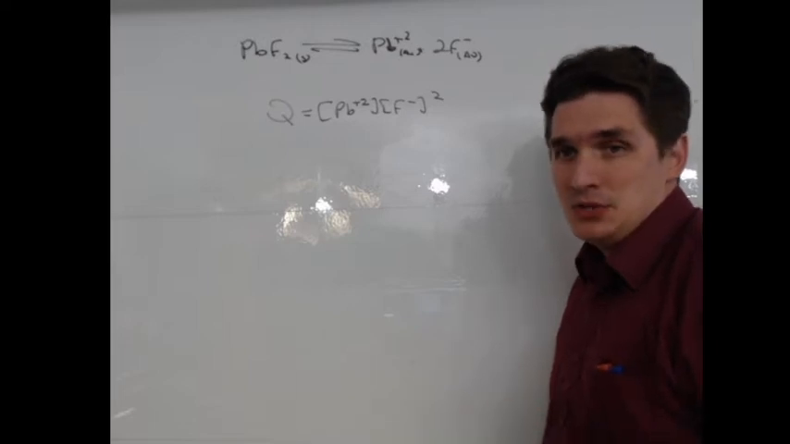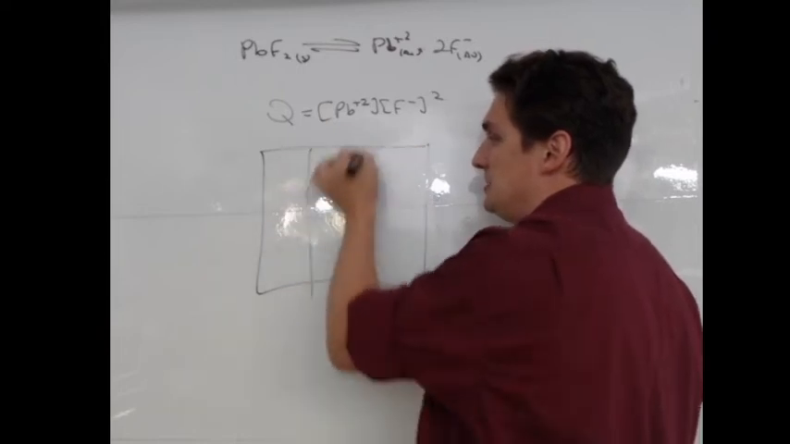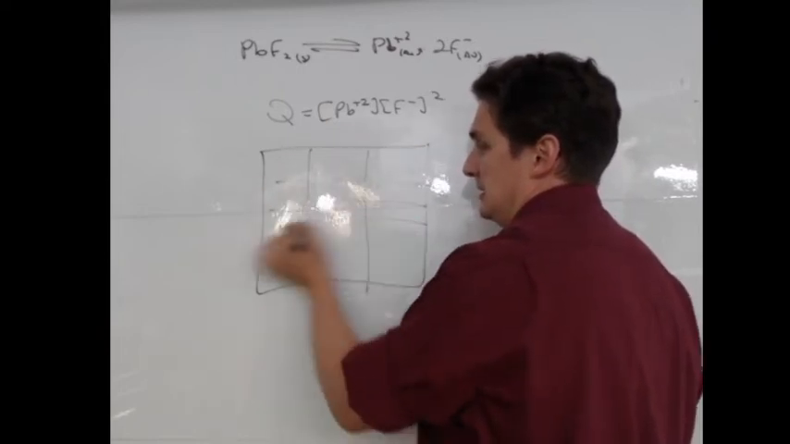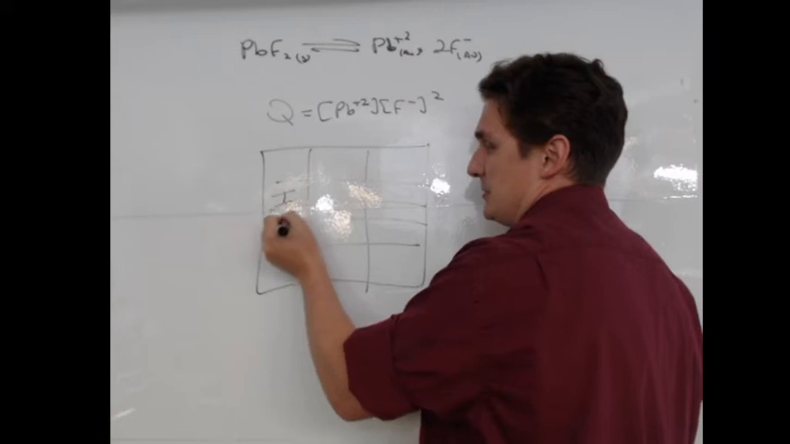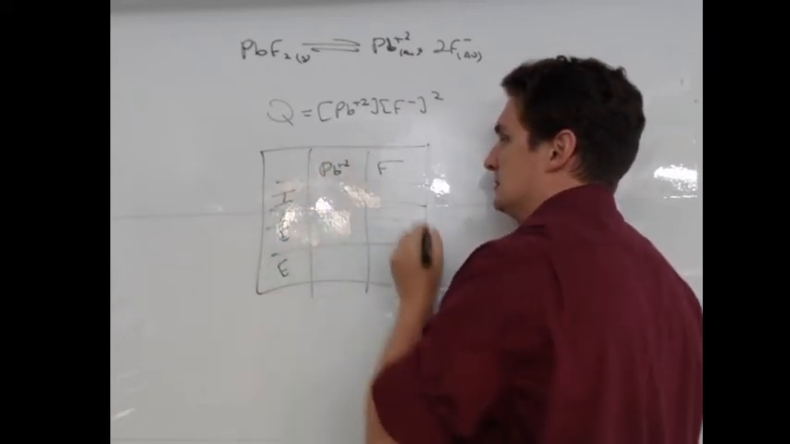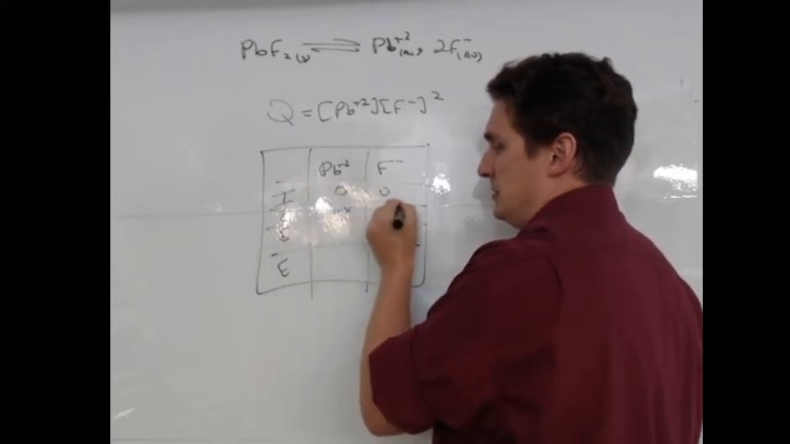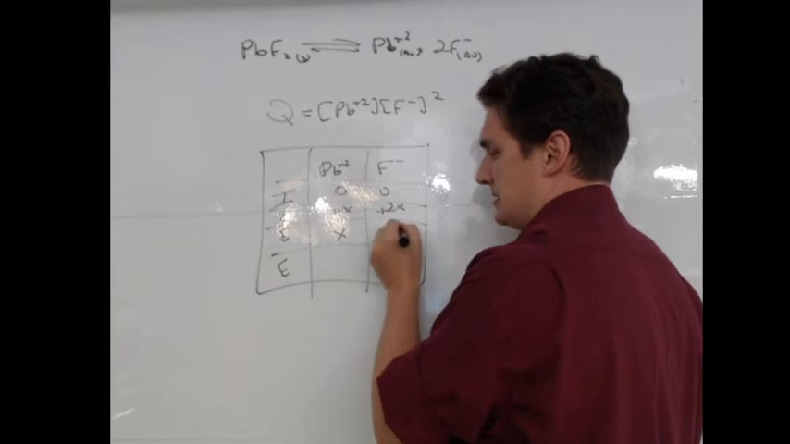Now, there are two approaches you can take for this particular lab. So one is to build your IC table. I would recommend you do it just to get the practice again with the IC tables. So you have 0, 0, plus x, plus 2x. So we end up with x and 2x.